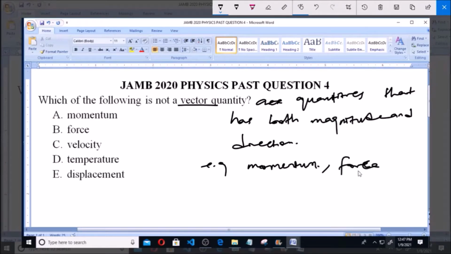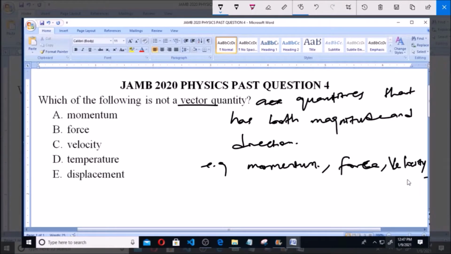Also, we have force. Force is that which changes the state or the position of an object. So it deals with direction also. Then we have velocity. Velocity is defined as the rate of change of displacement with time.